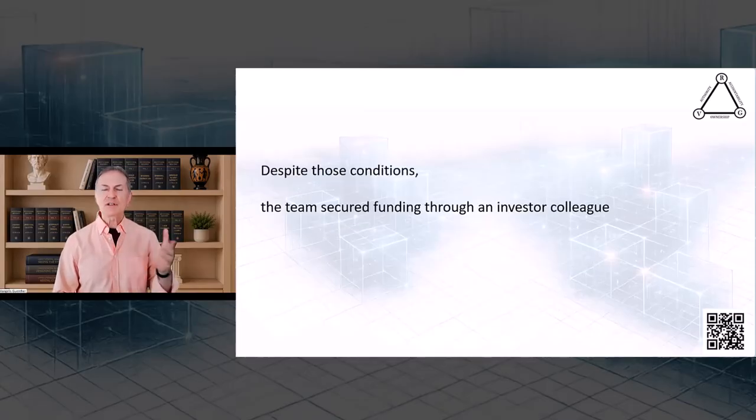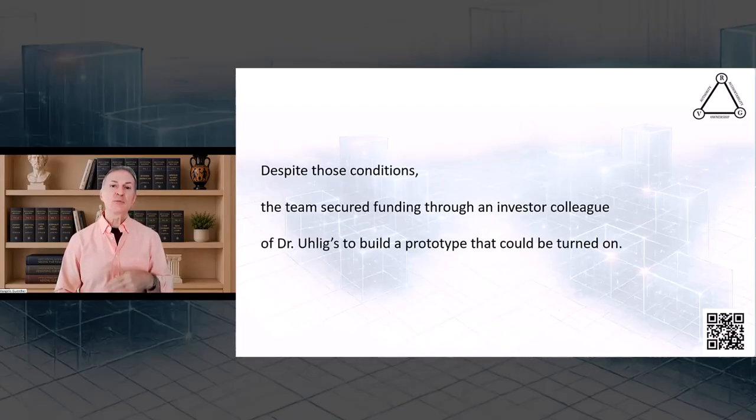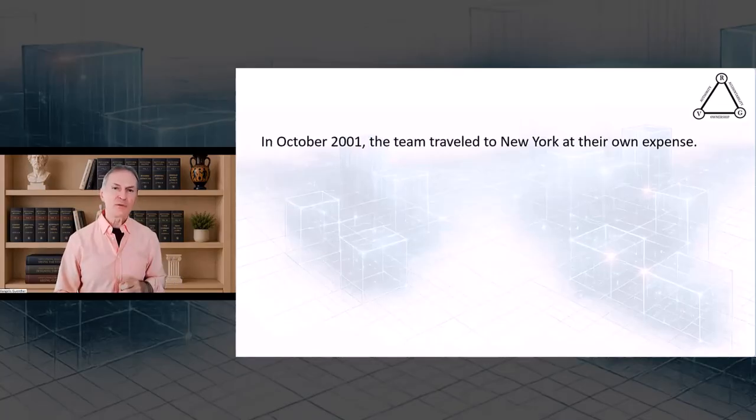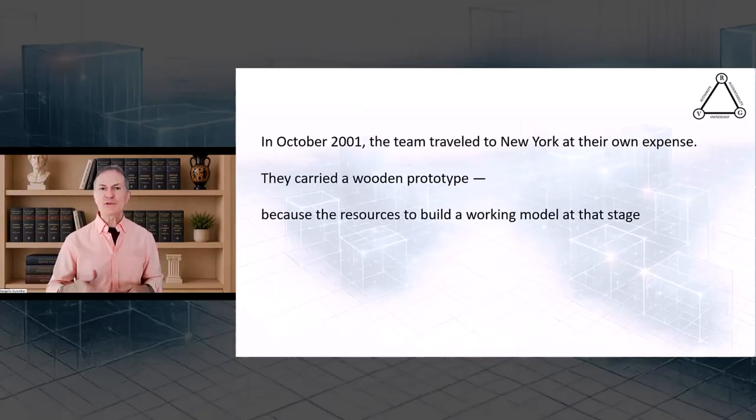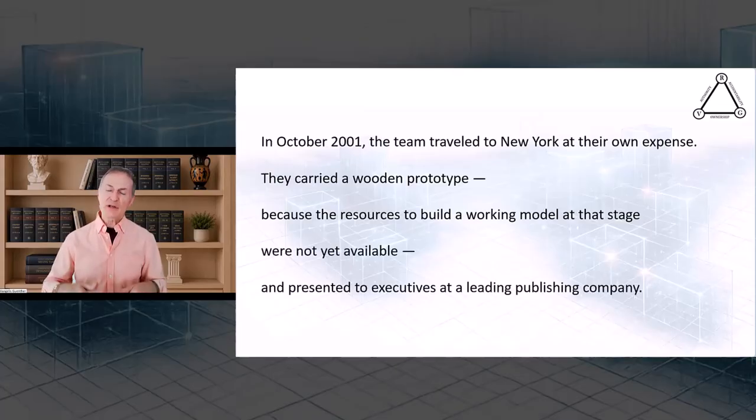Despite those conditions, the team secured funding through an investor colleague of Dr. Uhlig's to build a prototype that could be turned on. In October 2001, the team traveled to New York at their own expense. They carried a wooden prototype because the resources to build a working model at that stage were not yet available, and presented to executives at a leading publishing company.